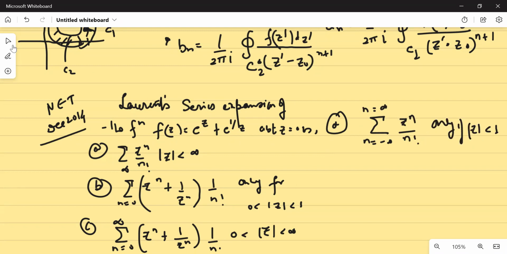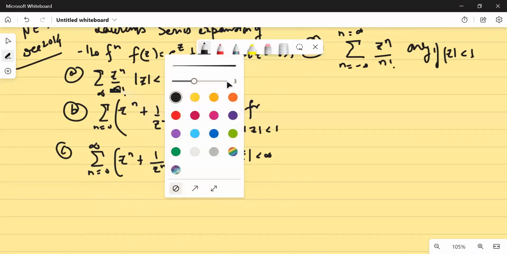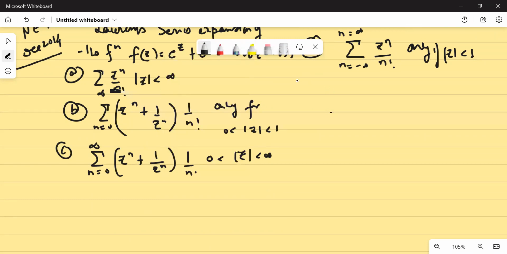So how to approach such a problem? This is an easy question. The answer is C. For example, the first part is e raised to power z, and you can clearly see this is 1 plus z plus z square upon 2 factorial plus z cube by 3 factorial, and z raised to power n upon n factorial. You can write it as an infinite series.